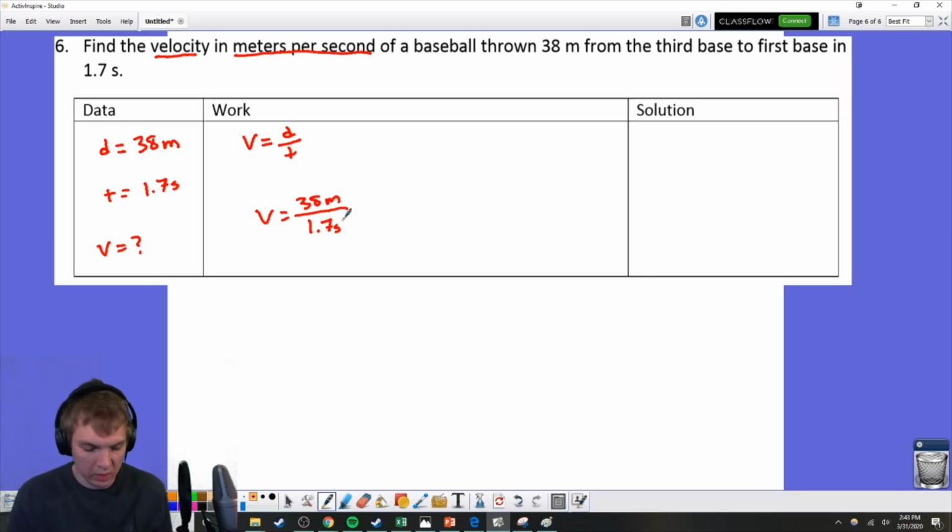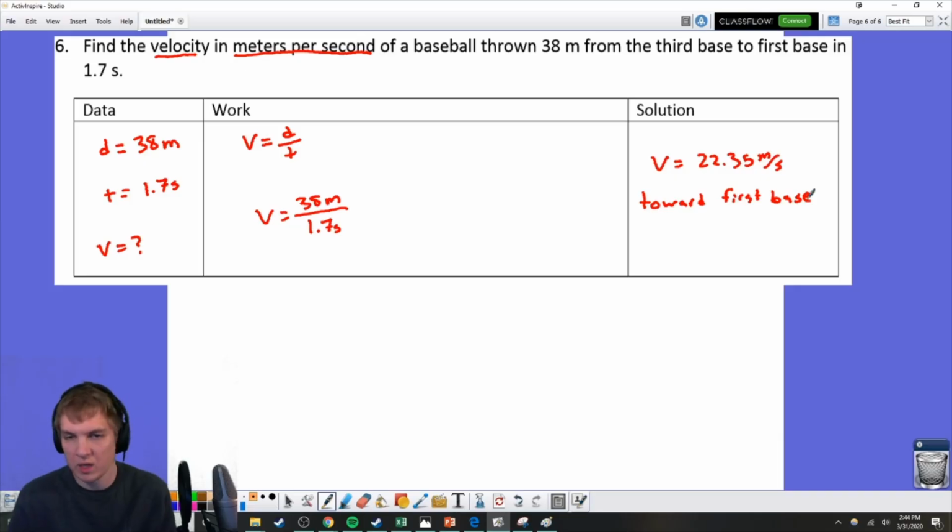When I put that into a calculator, let me go ahead and do that. 38 divided by 1.7. I get a velocity of 22.35 meters per second. But yet again, I am not done with this problem. That's a velocity that gives us only a magnitude. I also need the direction. So I could say, if you're reading the problem, the only scenario that we're given is that it was thrown from third base to first base. So what you could say is toward first base.